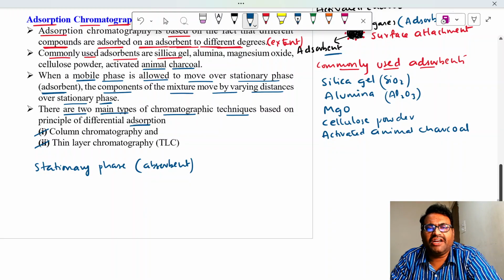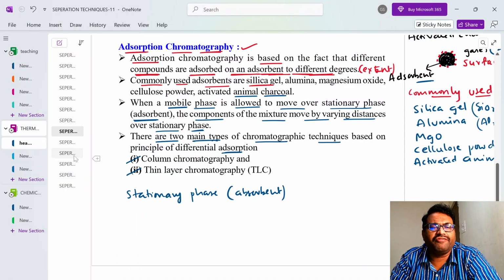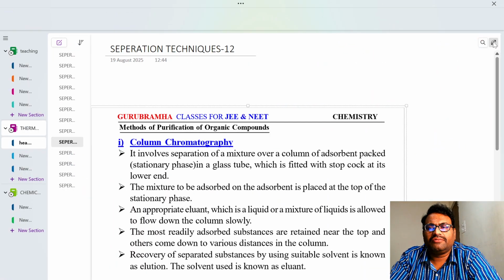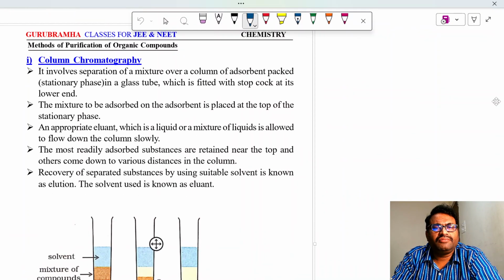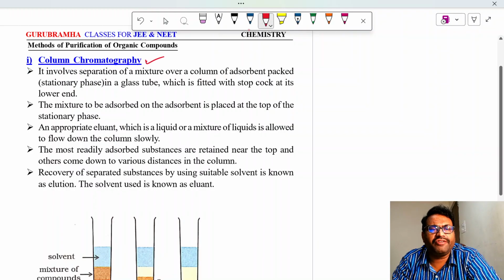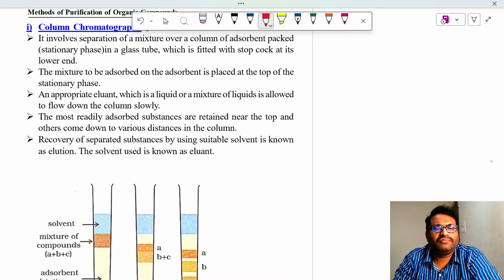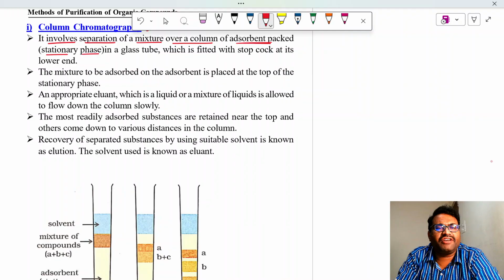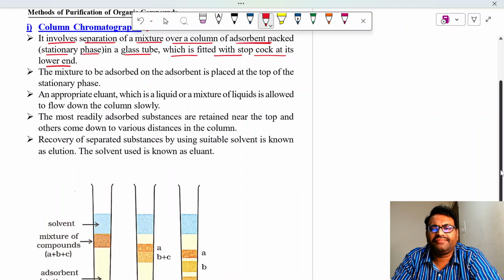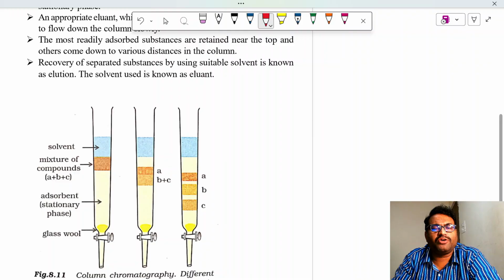Let us see details about column chromatography. Here we are seeing column chromatography in detail. It involves separation of a mixture over a column of adsorbent packed stationary phase in a glass tube, which is fitted with a stopcock at its lower end. So this is column chromatography.